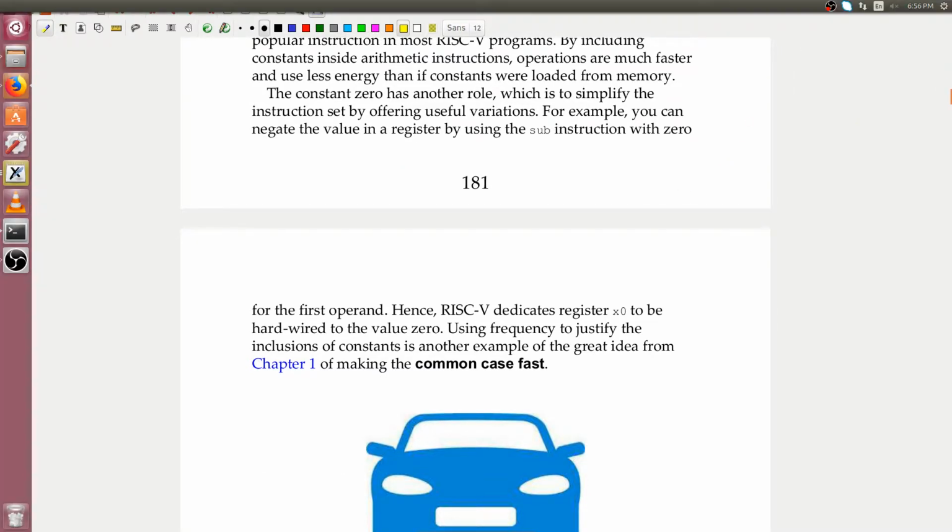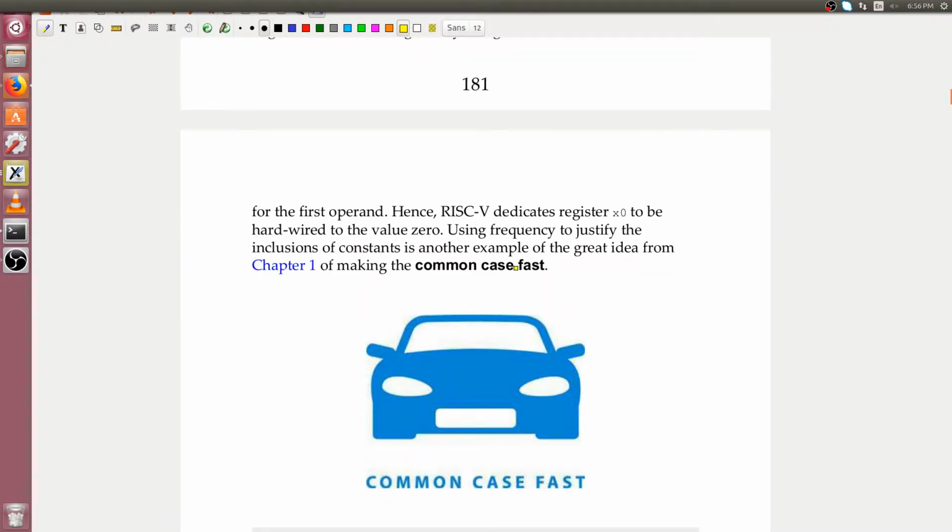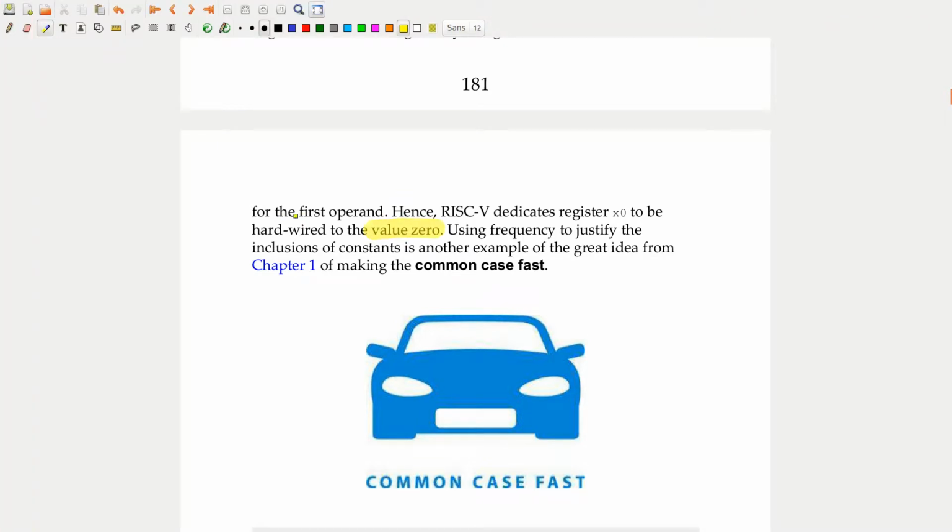and we look at, here we have a couple things to keep in mind. So we notice that we generally want, that 0 is a very common number that we use. We compare against 0 a lot. We do a lot of operations with 0. So that's why we have, because we want to make the common case fast, that's why we have a dedicated 0 register.